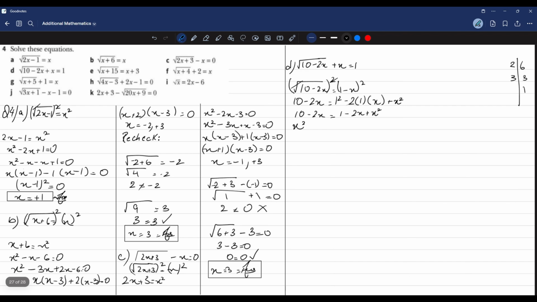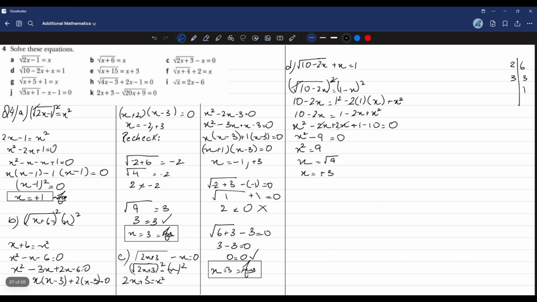Okay, so x squared minus 2x plus 2x. And this remains positive 1. Positive 1 minus 10 is equal to 0. So we've got x squared; the 2x and 2x cancel out. Plus 1 minus 10 is equal to negative 9, so x squared is equal to positive 9. I hope I'm correct. Yes, I am. So x is equal to under root of 9, and x is equal to positive and negative 3.